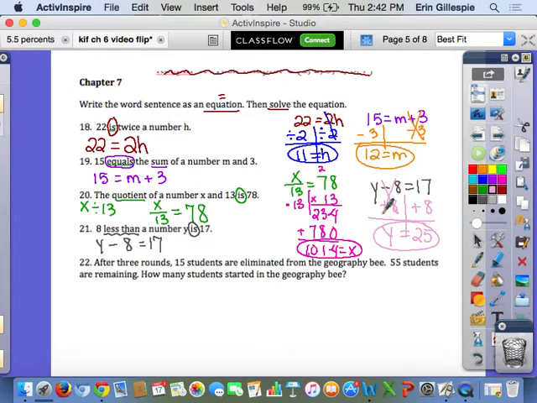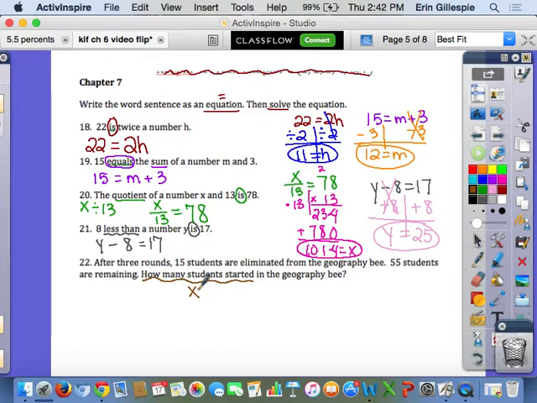22, a word problem. So it says after 3 rounds, 15 students are eliminated from the geography bee. 55 students are remaining. How many students started in the geography bee? So remember, with word problems, the key is to start with what am I being asked to solve for? We're being asked to solve for how many students started. Pick a variable for that. I don't like s because s isn't a good variable to use in math. Looks like a 5. So let's use x.